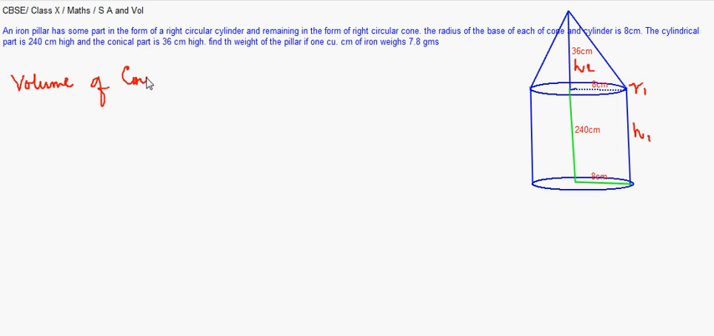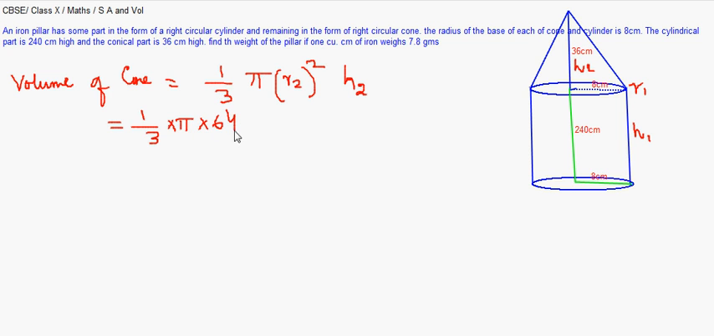Herein comes the first formula. Volume of the cone is given by 1/3 pi r square h. I was assuming this r we will denote by r2, so it is r2 square. H also we have denoted as h2, so that makes it 1/3 into pi. I'm not solving them because later on we have to add it with the cylinder and then I can take common. So r was given to be 8, that makes it 64, and height is 36. Let it be as it is for the time being.